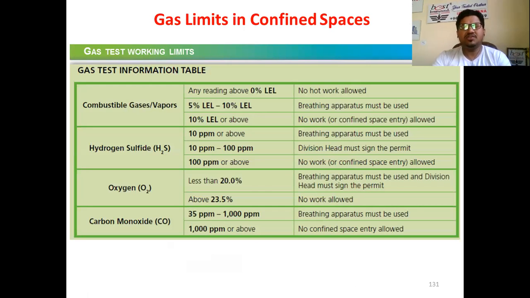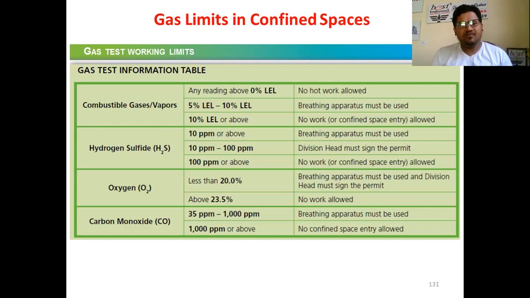And this slide I just derived from these Aramco theories, because it's easier to understand. Whenever there are combustible gases or vapors, first of all, remember no hot work is allowed above 0% LEL, and we need to use breathing apparatus like SCBA, or even SABA, supplied air breathing apparatus or self-contained breathing apparatus, whenever there is 5 to 10% LEL. For 10% LEL or above, no work or confined space entry is allowed, especially as per Saudi Aramco.